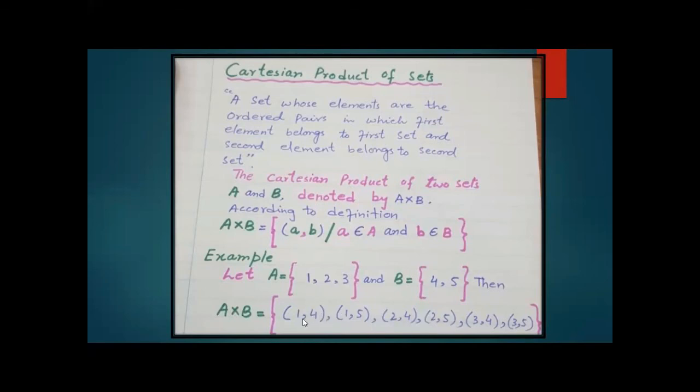Now take one element from set A and one element from set B. So the answer will be 1, 4. This is the first ordered pair. Now the second ordered pair, 1 and 5. Separate both ordered pairs by using a comma. Now 2, 4, 2, 5. Use a comma within the ordered pair to separate the elements, and also use a comma to separate the ordered pairs. Now last, 3, 4, 3, 5. This is the Cartesian product A multiplied by B or A cross B.